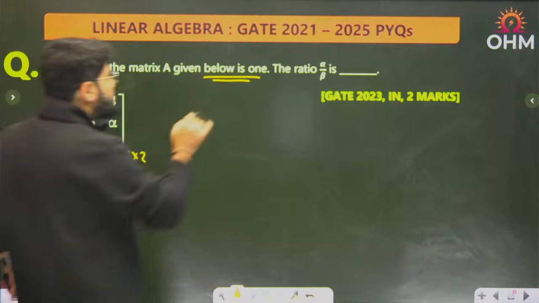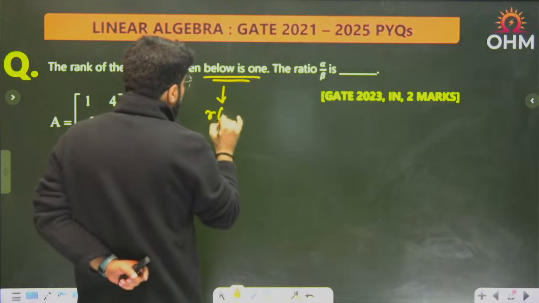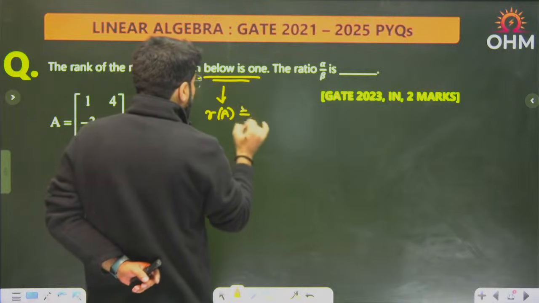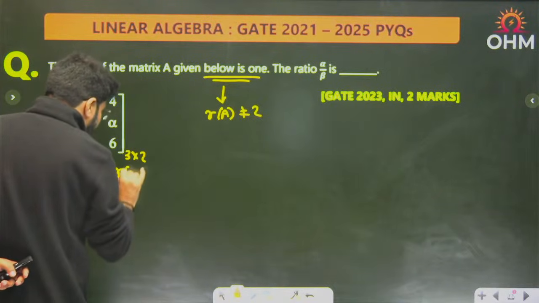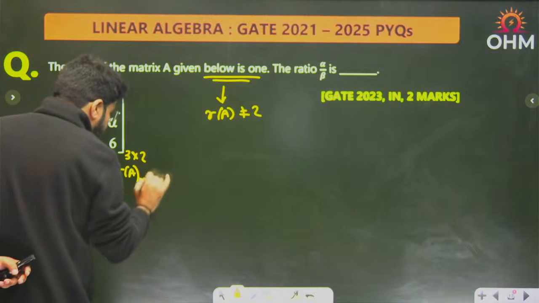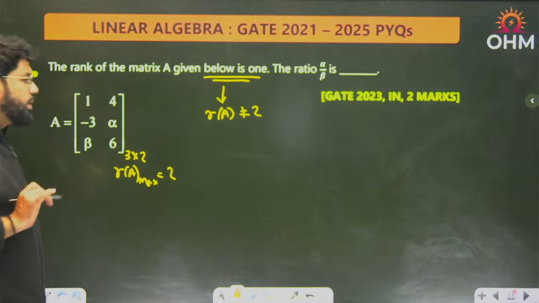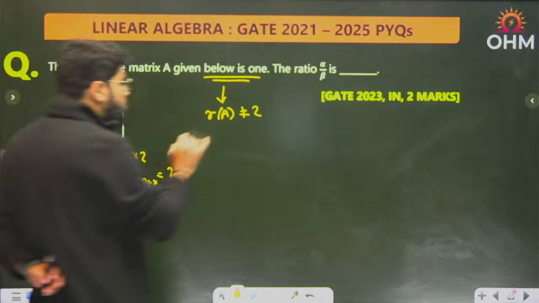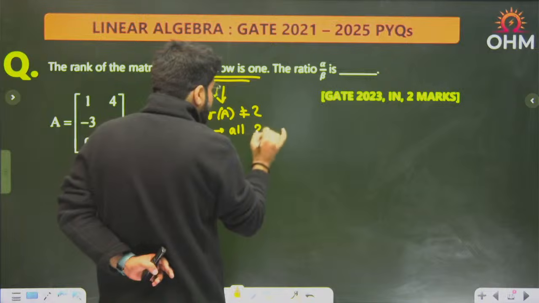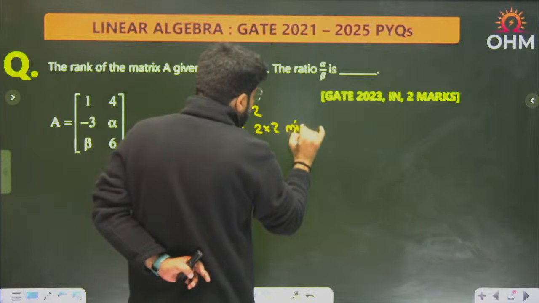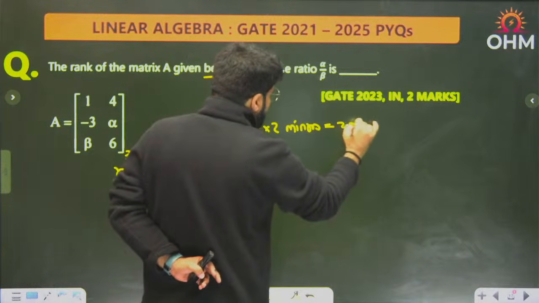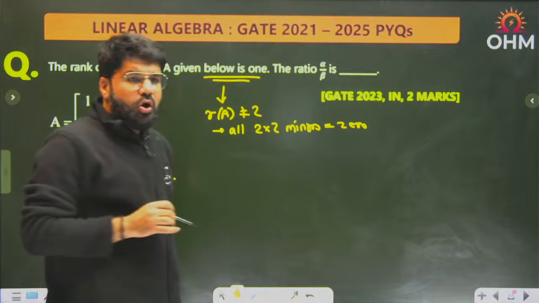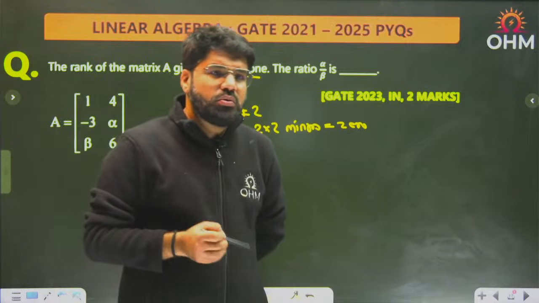If rank is 1, that means the rank of the matrix A is not even 2, whereas the maximum possible rank could have been 2. 3 is not at all possible, but the rank is not 2. Rank is not 2 means simple logic: all 2 cross 2 minors will be 0.